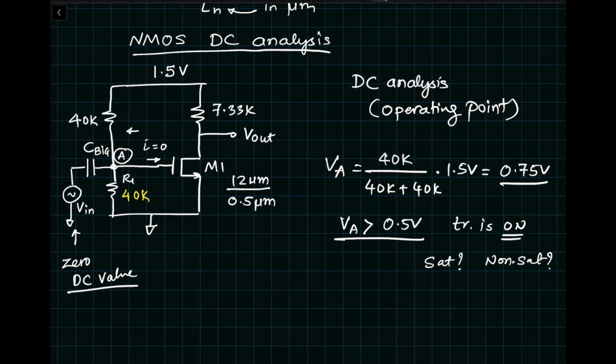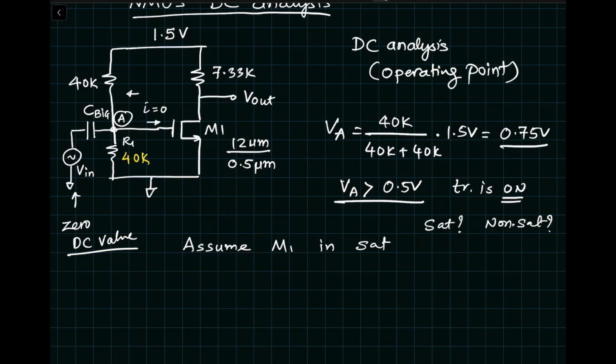So we make an assumption, we start off with the saturation, and the reason I like to start with saturation is because the equation for saturation is easy because there is no dependence on the output voltage. So let's start off with that and verify our assumption. So we assume M1 in sat region.